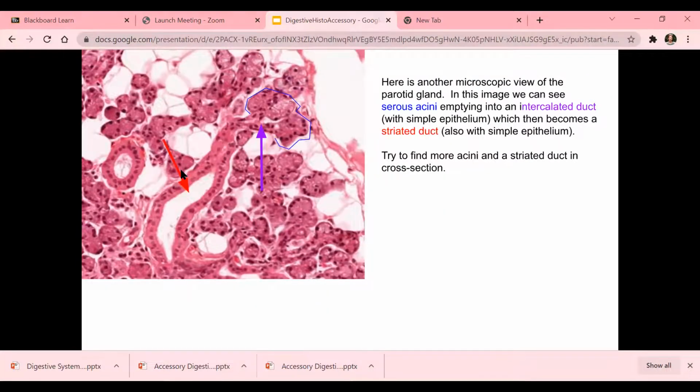This is the other microscopic view of the parotid gland. In this image, you can see different serous acini. They send their secretion into the intercalated duct, and intercalated ducts can make a striated duct. This is one, and this is two striated ducts, which you can see in this picture.